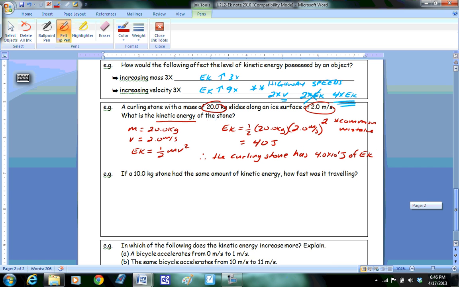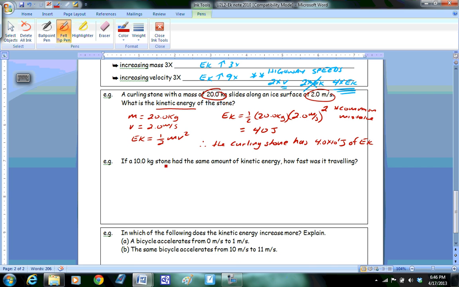All right, let's do a little bit harder example. In this situation, I have a 10 kilogram stone. If it had the same amount of kinetic energy, how fast would it be traveling? My mass here would be 10 kilograms. My EK now would be 40 joules. And I want to know how fast it would be going, my speed.